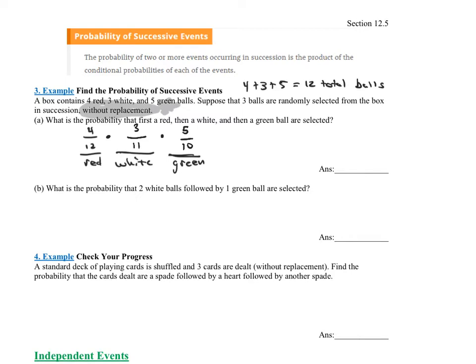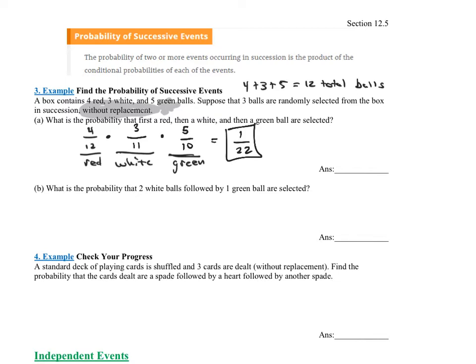So go ahead and put this into your calculator. Again, we're going to multiply each one of these probabilities. We're going to simplify it in our calculator. Our calculator does it for us. I'm getting a fraction of 1/22, or 1 over 22.